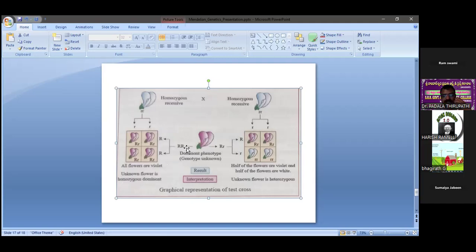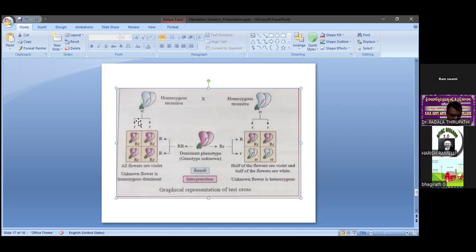See here, for example, we assume that capital R is crossed with small r. What are we expecting here? All flowers are violet, because from one side the gamete receives the small letter, and from the other side the gamete receives only capital R. So capital R and small r, whenever combined, give the dominant character only. That's why all flowers are violet. The unknown flower is homozygous dominant.